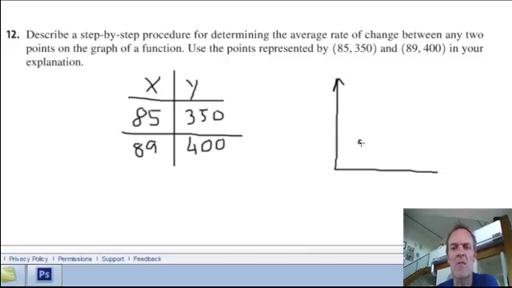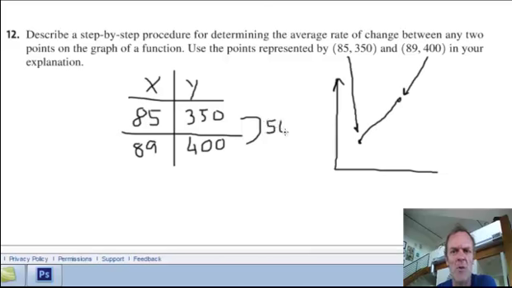Now, I don't know where this point is, so I'll just make them up. Maybe it's there, and maybe it's there. Maybe this one is that coordinate there, and maybe this one is that coordinate there. I'm just making this up. Of course, it's going to be a nice straight line. So how far is it going up? Well, it went up by 50.